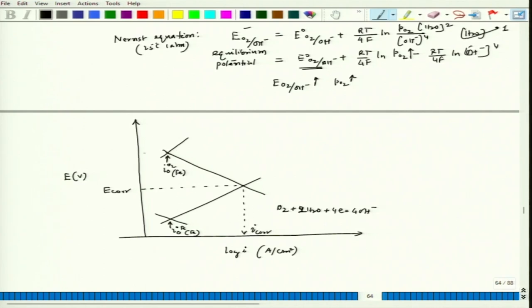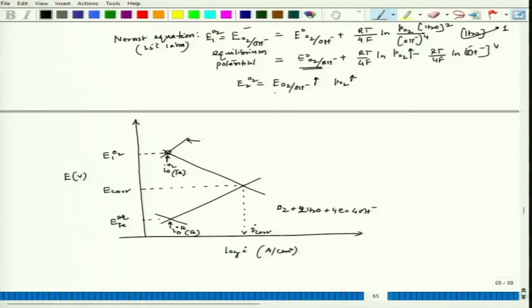So, let us say this is the potential E1 for oxygen reduction, and this is the equilibrium. Now, if we increase the partial pressure of oxygen, this potential goes up, and here this is my E 1 O 2, and this is the second one, E 2 O 2, which is the new reduction potential under equilibrium or non-corroding condition, because if we stay at this point, that particular reaction is happening at the same rate, whether we consider reduction of oxygen or oxidation of OH minus ion.